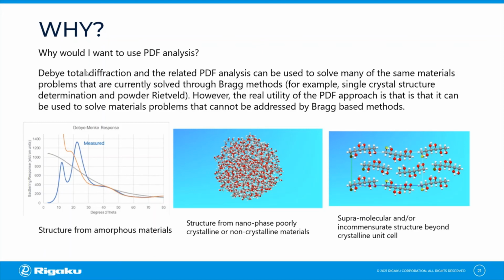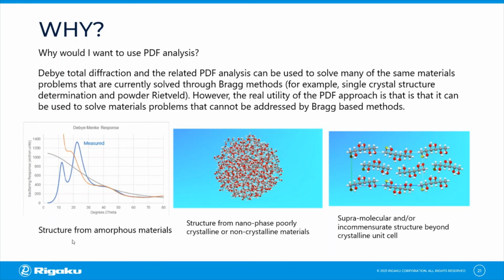The total diffraction and the related PDF analysis can be used to solve many of the same materials problems that are currently solved through Bragg methods, for example, single crystal structure determination and powder Rietveld refinement. However, the real unity of the PDF approach is that it can be used to solve materials problems that cannot be addressed by Bragg-based methods.